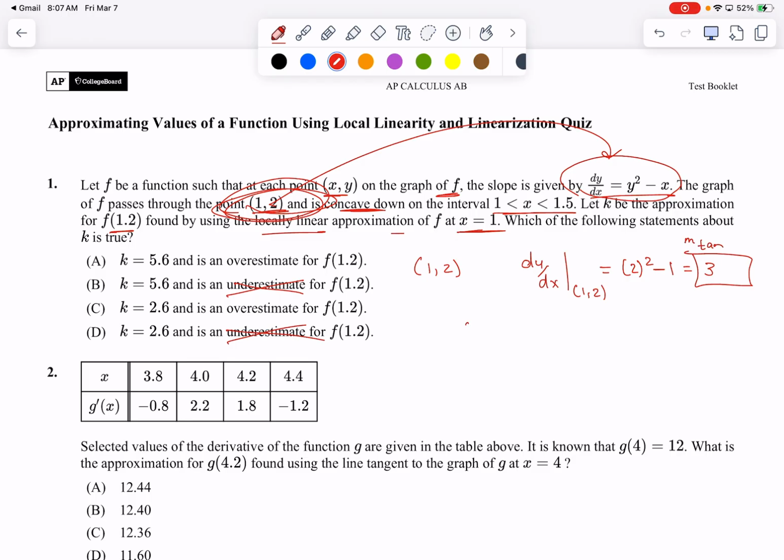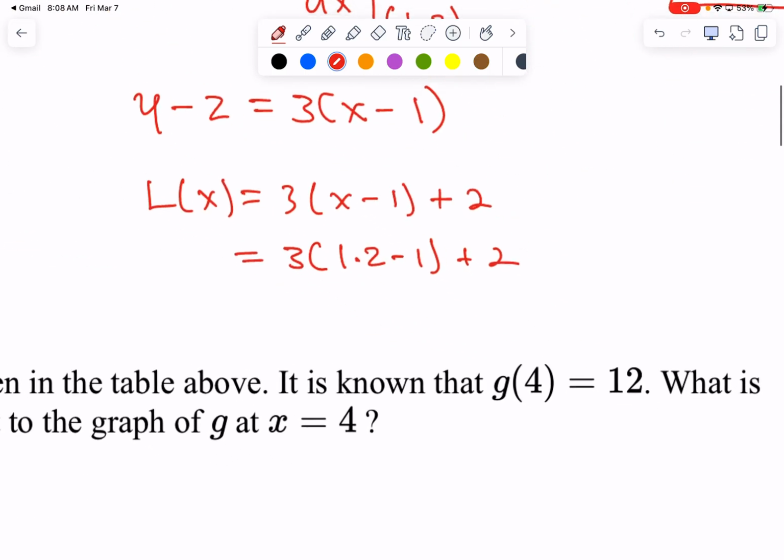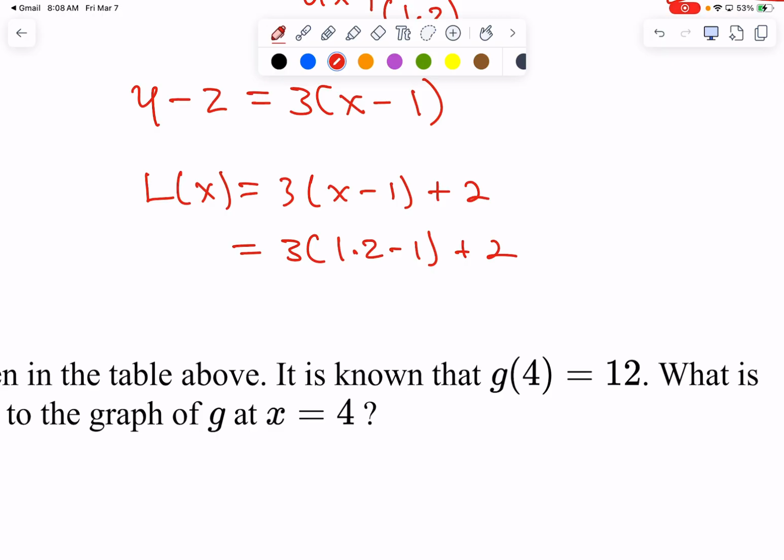So now I can write my equation: y minus 2 is equal to 3 times the quantity x minus 1. And then I can plug in 1.2 and find my linear approximation. What I've kind of trained you to do is go ahead and solve for y and call it L of x. It doesn't matter on the multiple choice if you do that. Just solve for y. So it'll be 3 times (x minus 1) plus 2, and then just plug it in. So you're going to have 3 times (1.2 minus 1). This will be non-calculator, so you're going to have to multiply a little bit of decimals.